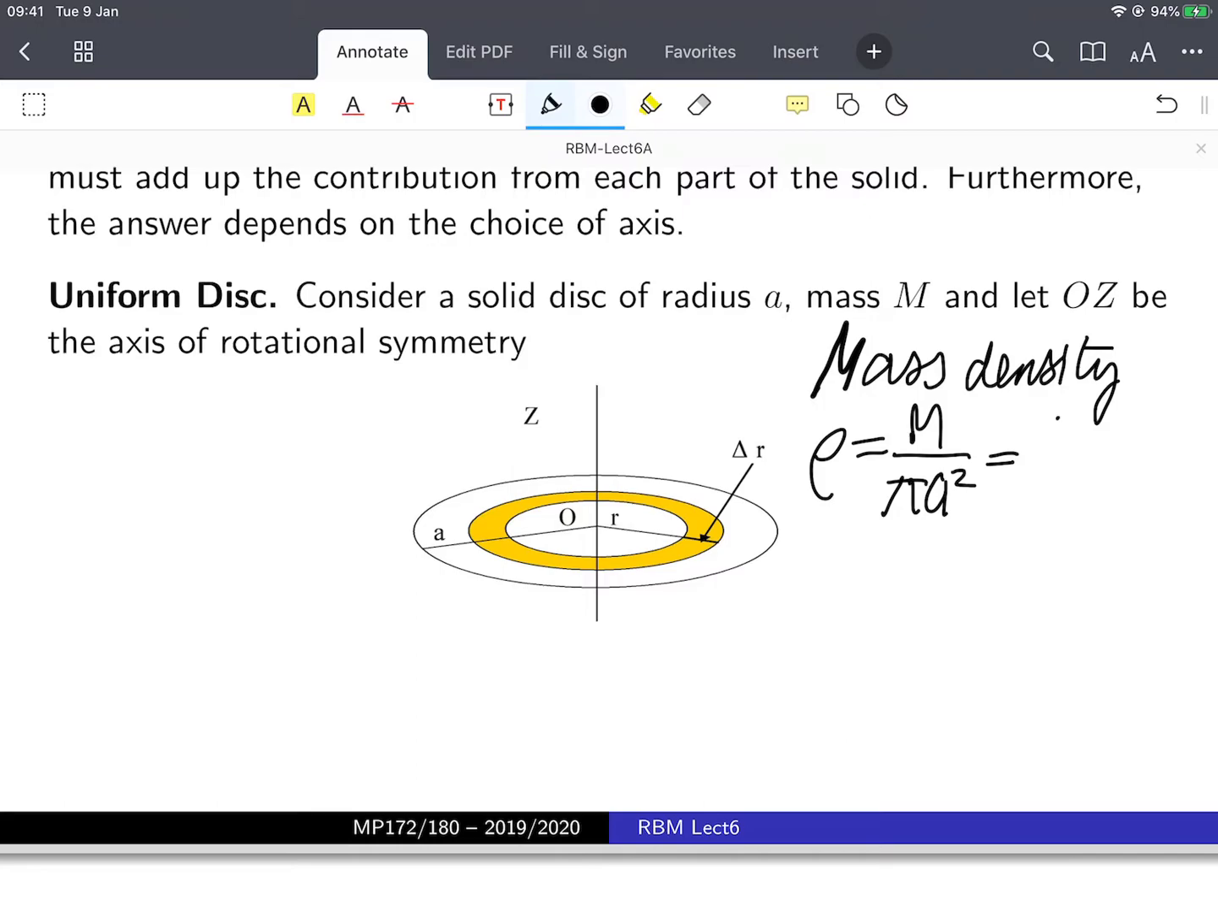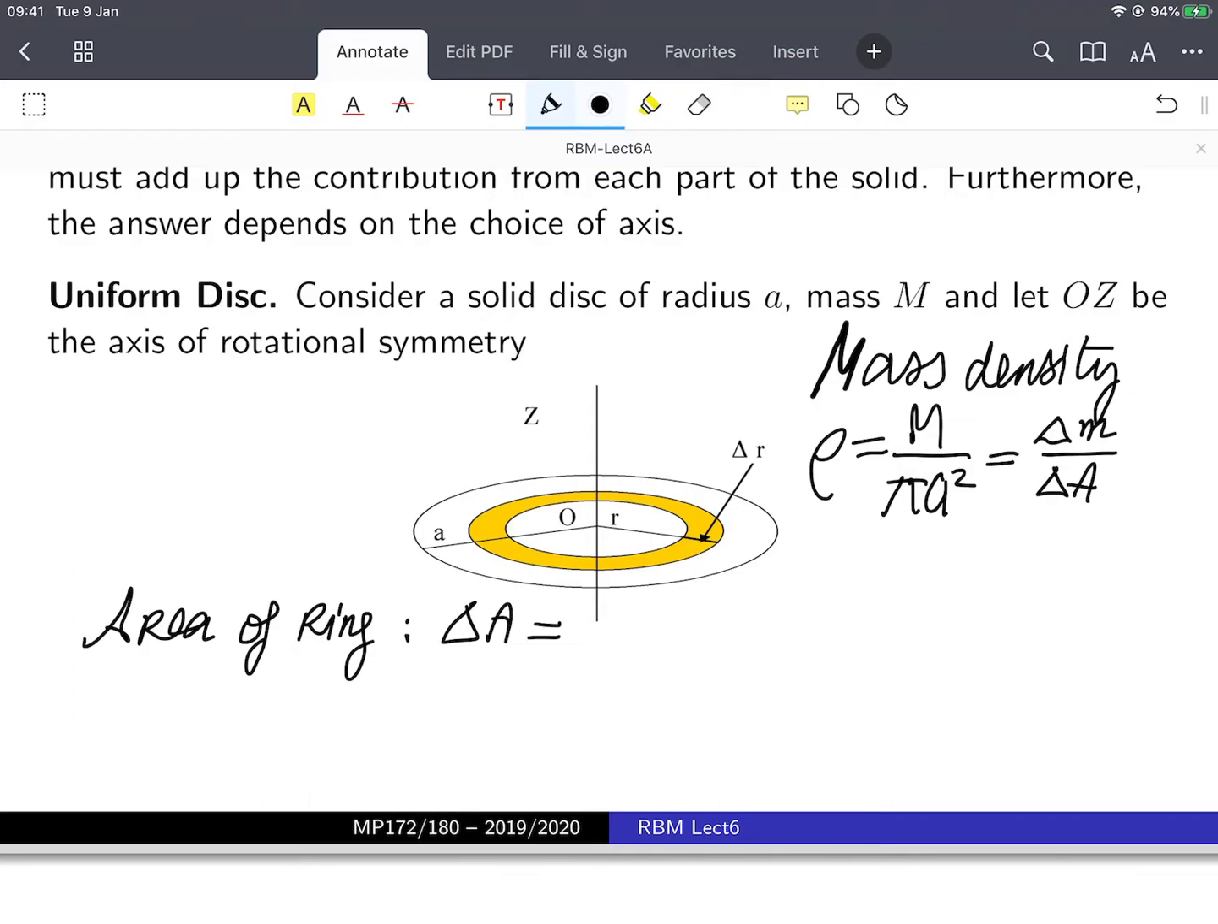And then if I divide the disk into small, thin rings of mass delta M and area delta A. Oh yeah, I should have started by that, sorry. Area of a ring, delta A. What's the area of this yellow part here of the disk?